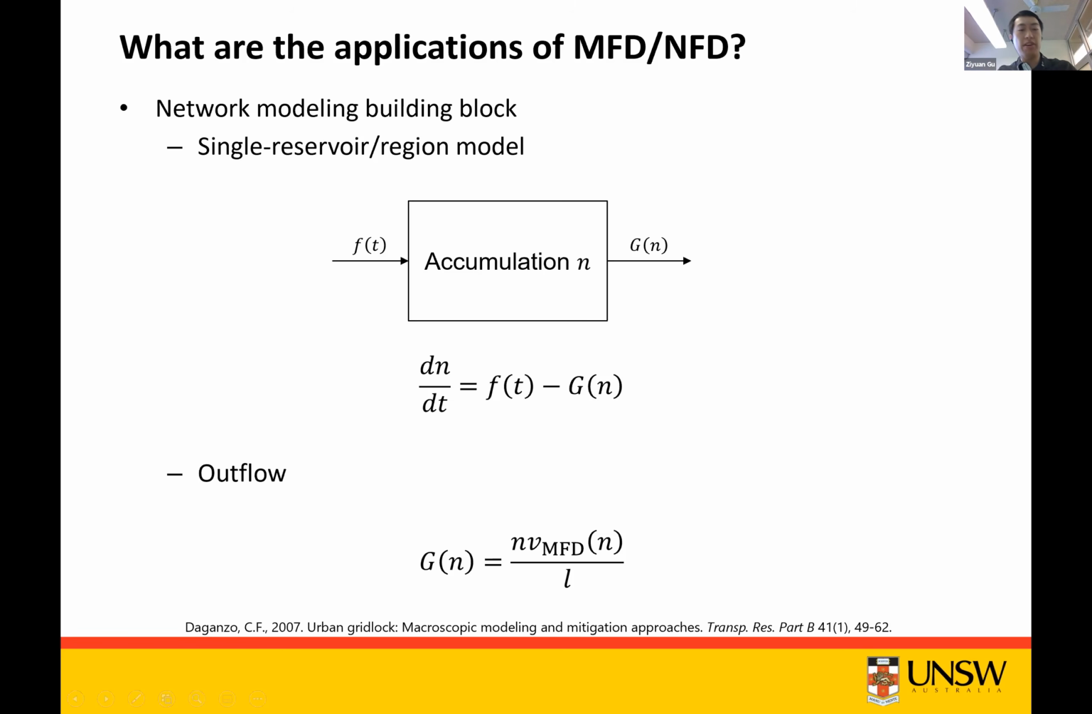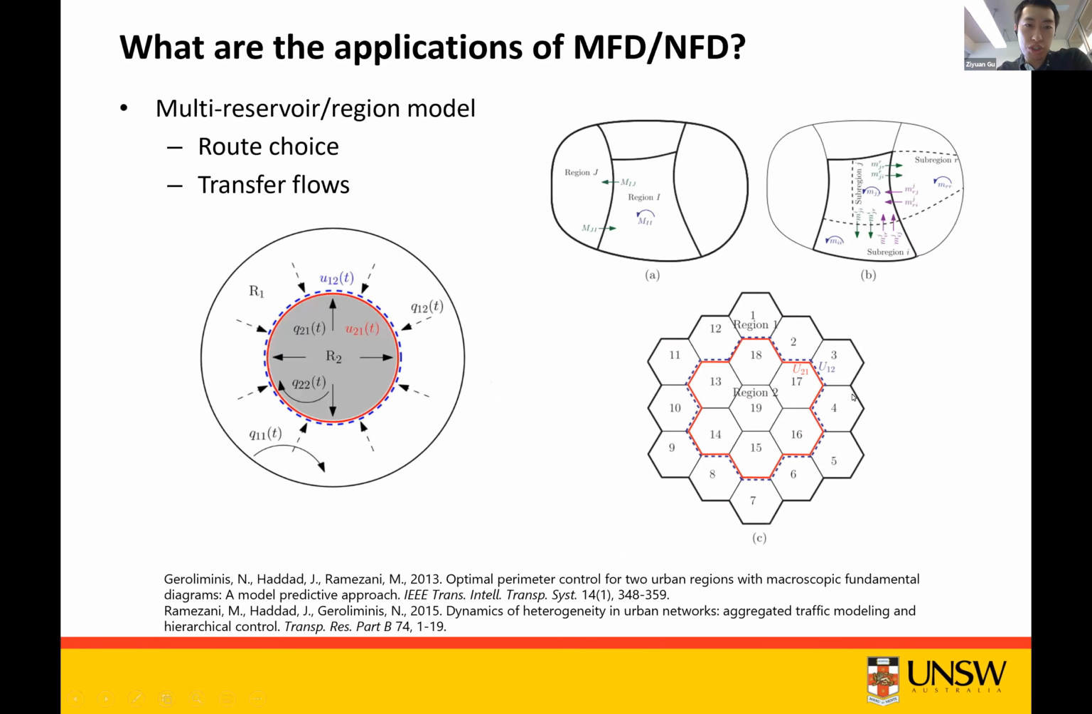Of course, this is very simple. This is just for a single region. If you have multiple regions, or a multi-reservoir or multi-region model, then of course things get more complex. Two additional modules need to be factored in. One is the route choice, and the other is the transfer flows. The details of these multi-region models will not be discussed today.